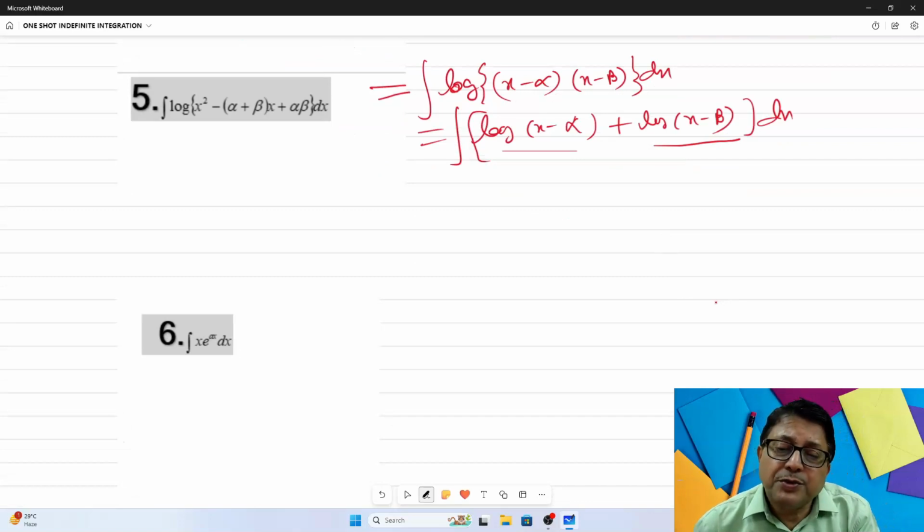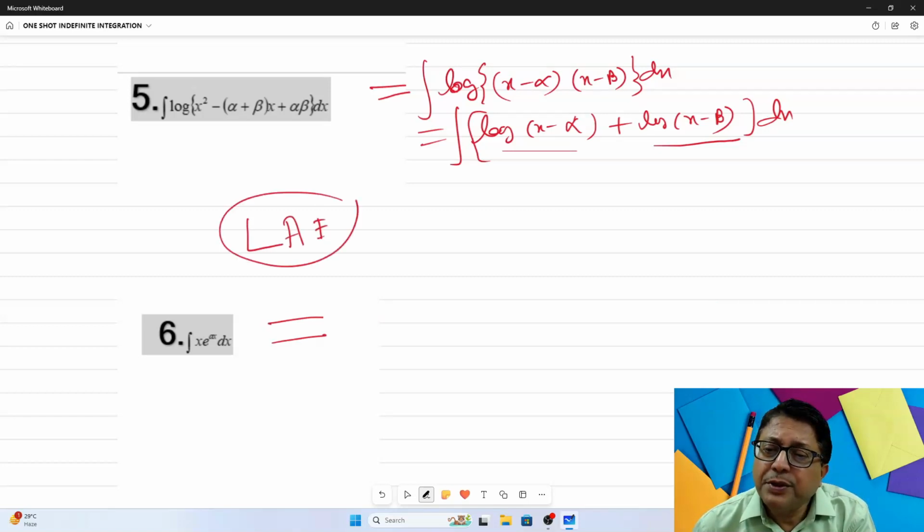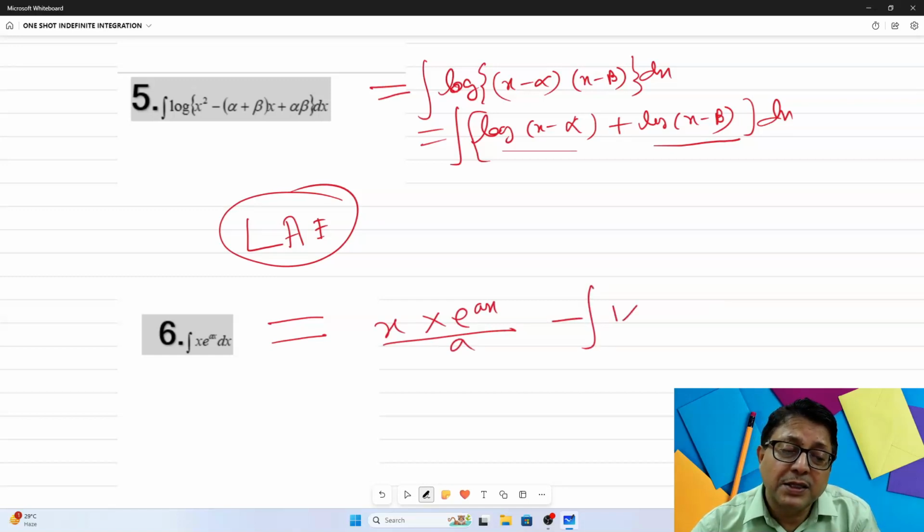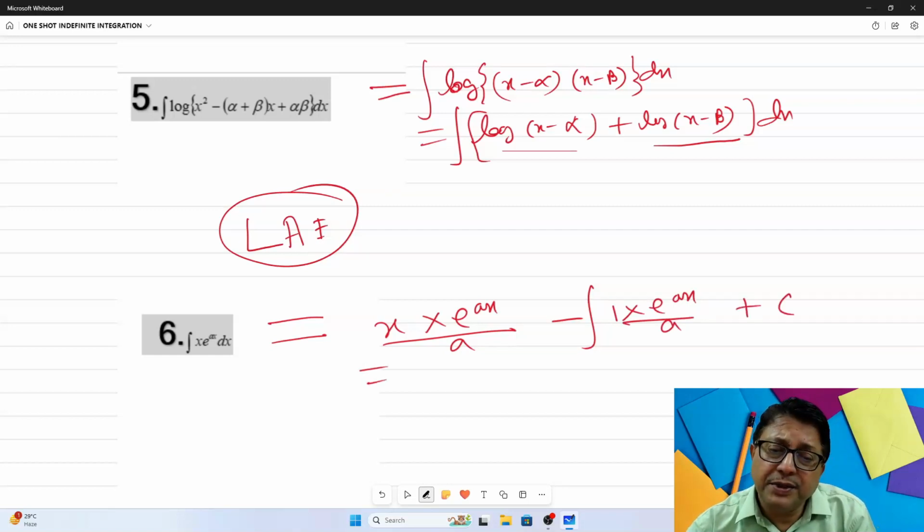How do we integrate this one? x e to the power ax dx. Very easy. That LAE rule I was telling you. Algebraic, exponential. Algebraic will be the first function. So x into e to the power ax by a minus 1 into e to the power ax by a squared, plus c, you can write here.